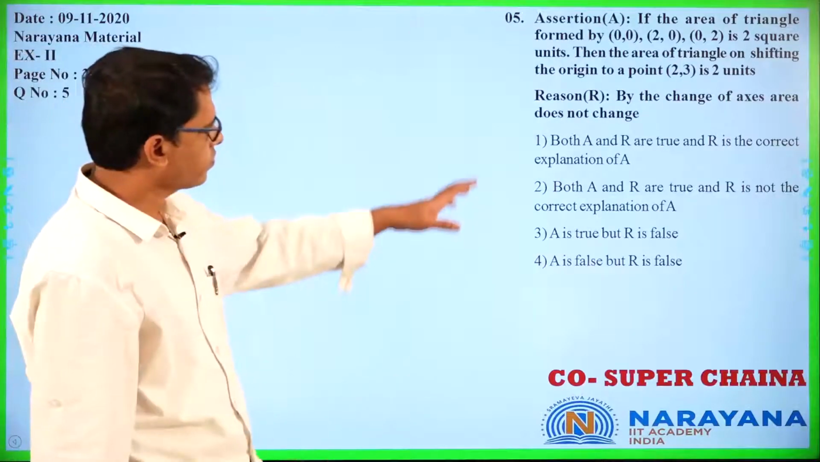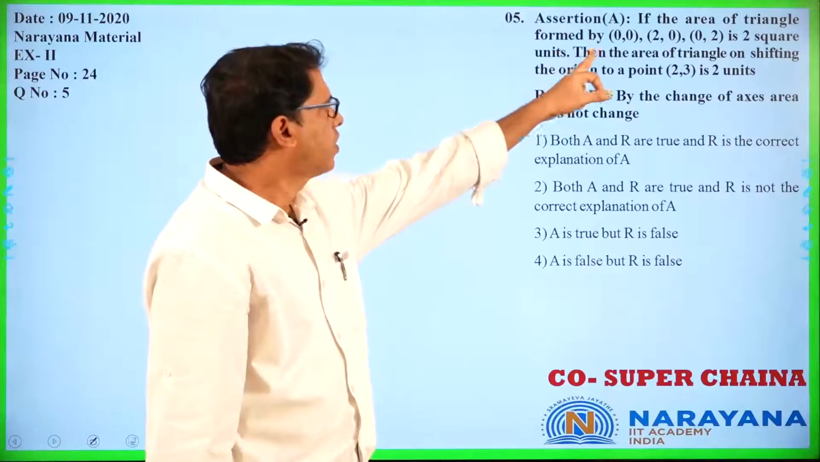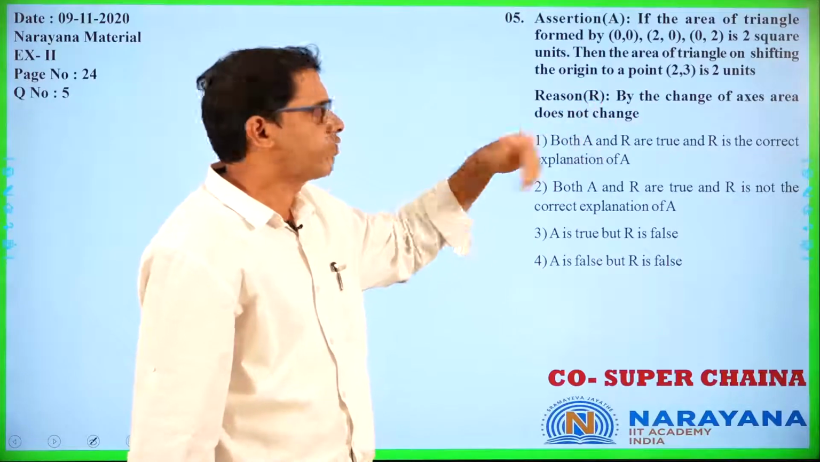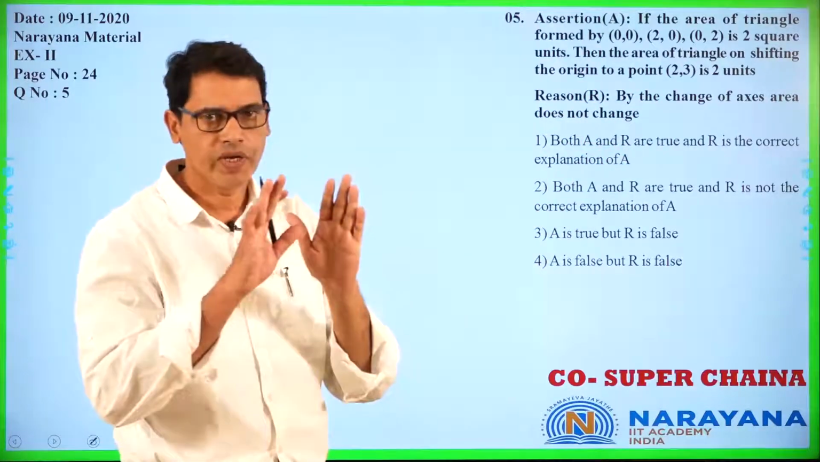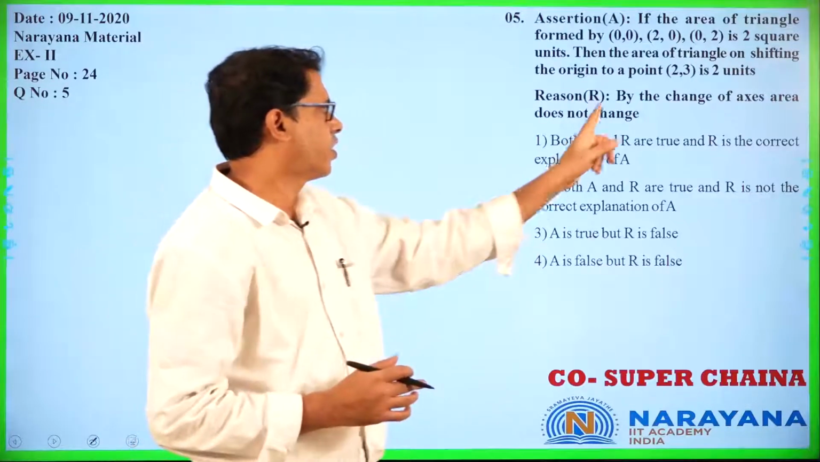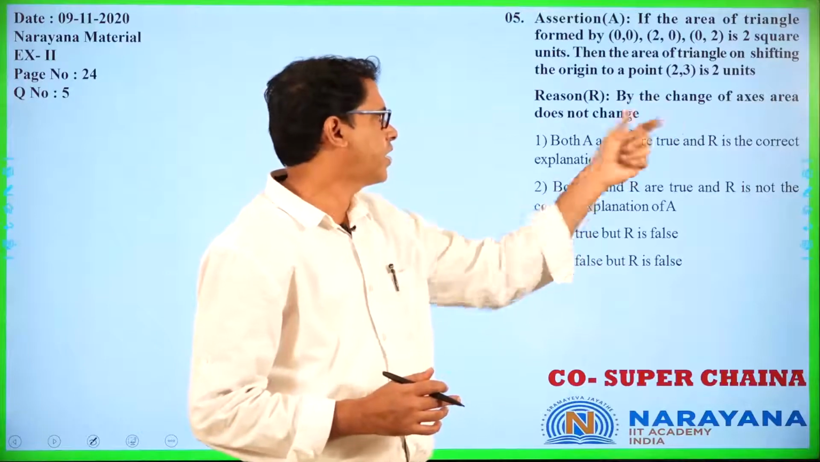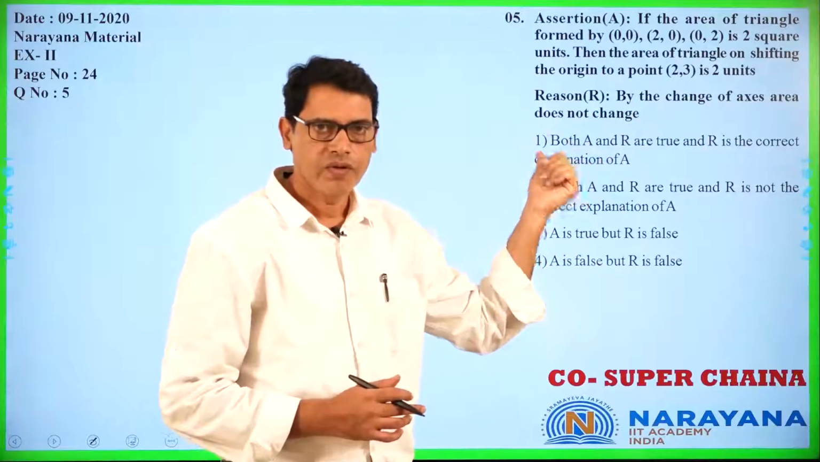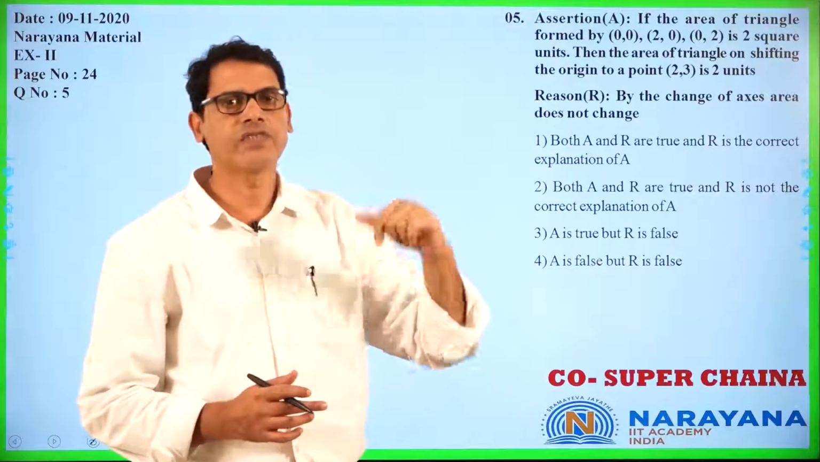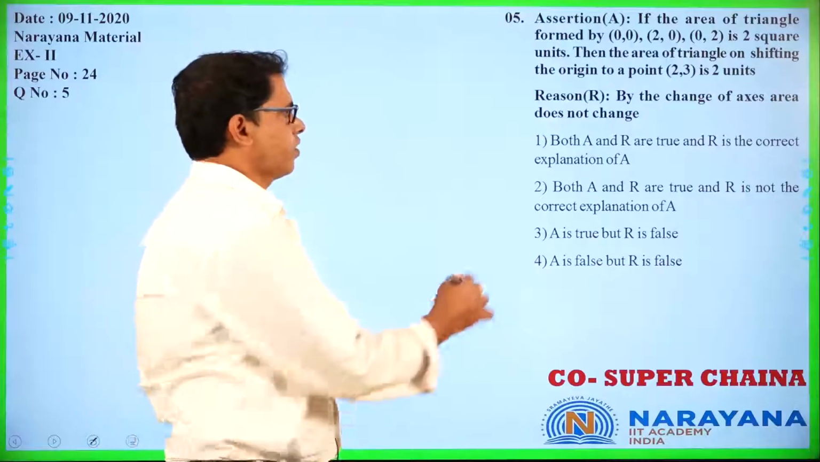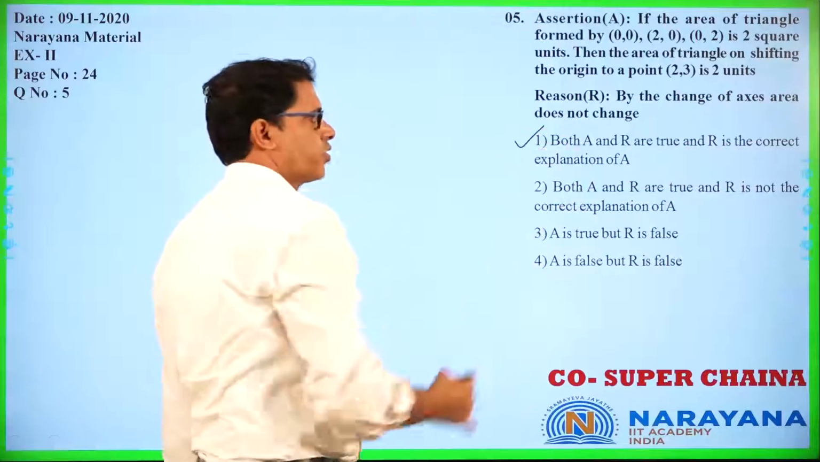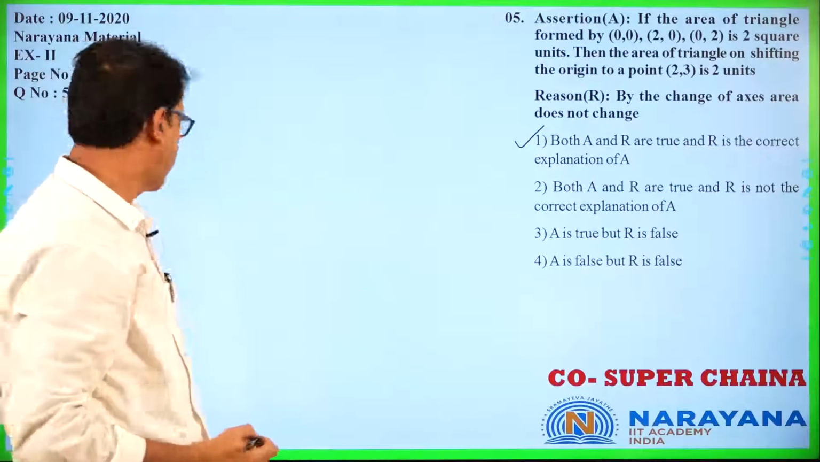Just now I said, if the area of the triangle is 2 square units, then the area of the triangle after shifting also remains the same. Area doesn't change, which means the assertion is true. Reason: by the change of the axis, area does not change. So the assertion is true and the reason is the correct explanation for the assertion. Both A and R are true, and R is the right explanation of A. Option 1. Okay, then next.